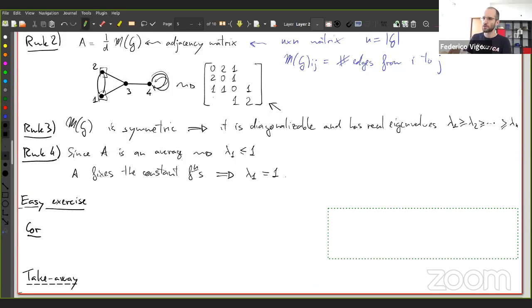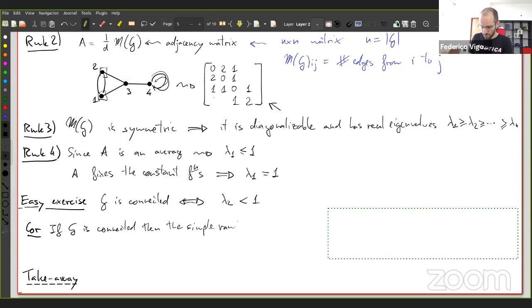Okay, and the easy exercise is that G is connected if and only if the second largest eigenvalue is strictly smaller than 1. And we already get the corollary that if G is connected, then the simple random walk converges exponentially fast to the uniform measure, well, to be equidistributed.